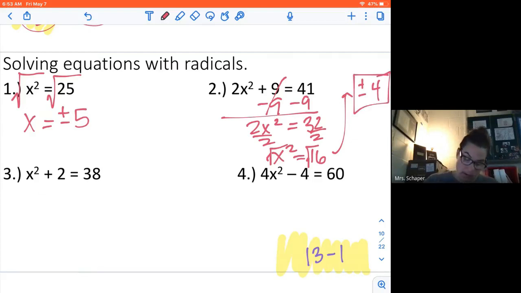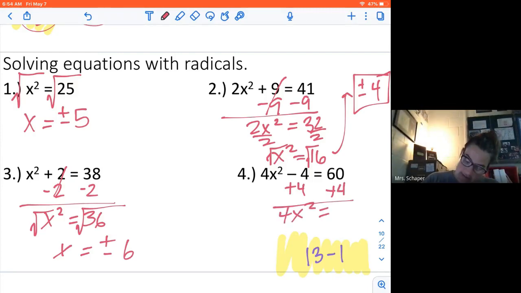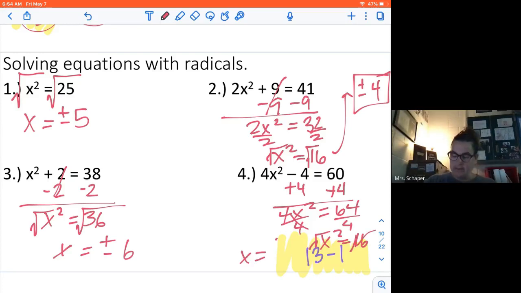Okay. All right. So again, this whole idea of equation solving is very similar to what we've done before. I'm adding the equal sign or the radical sign. So I'm going to do plus or minus 6. All right. Add 4 to both sides. And so I'm going to get that 4x squared is equal to 64. Divide by 4. X squared is 16. When I add the square root symbol, it's going to be plus or minus.